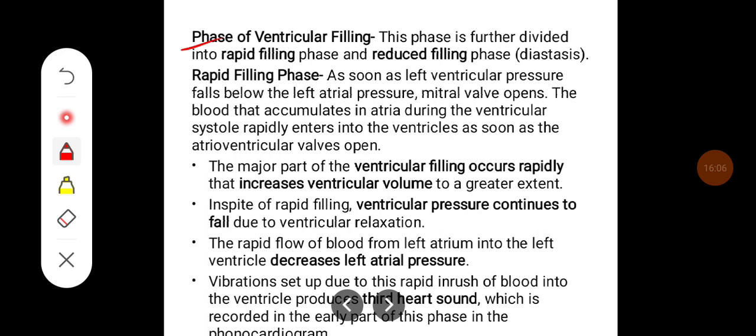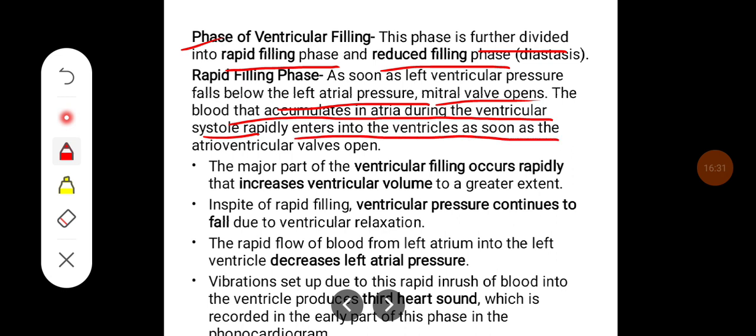Then the phase of ventricular filling. This phase is further divided into the rapid filling phase and the reduced filling phase, which is also called diastasis. In the rapid filling phase, as soon as the left ventricular pressure falls below the left atrial pressure, the mitral valve opens. The blood that accumulates in the atria during ventricular systole rapidly enters the ventricles as soon as the atrioventricular valves open. The major part of ventricular filling occurs rapidly, which increases the ventricular volume to a greater extent.